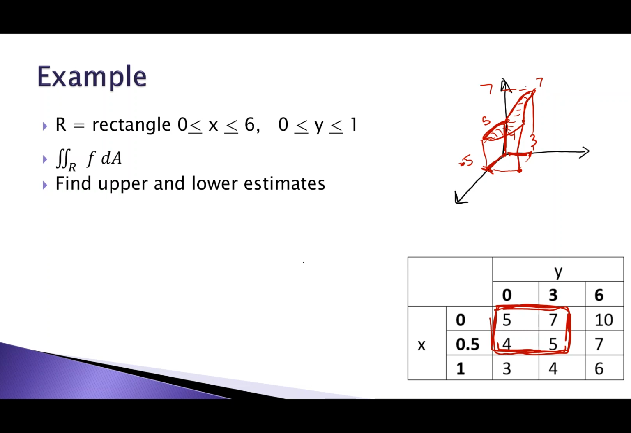So I'm going to pick the tallest because I'm looking for an upper estimate. I'm going to pick the tallest point. Then I'm going to use that for my height. So in that first little sub-rectangle, 7 is my height. My delta x is 0.5.